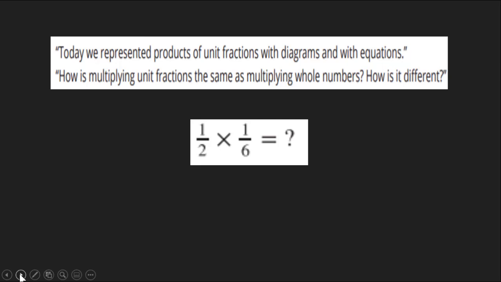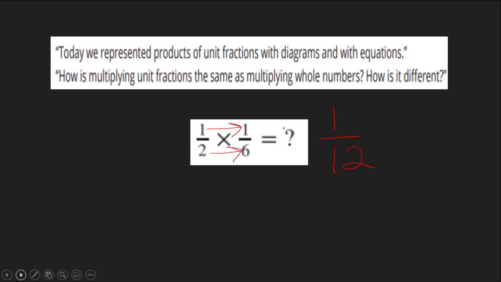We use diagrams that show rows and columns to multiply whole numbers and unit fractions, but the rows and columns show fractions of 1 instead of more than 1. So when we look here, we have half of 1/6. So we would multiply our numerators and our denominators. 1 times 1 is 1. 2 times 6 is 12.